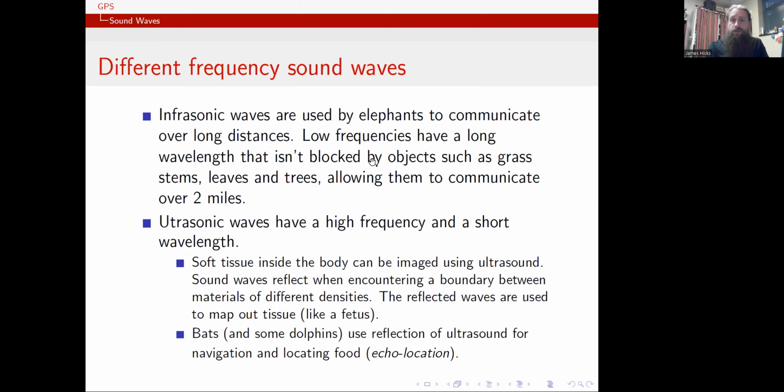Infrasonic frequencies, really low waves, have a real long wavelength, and elephants can actually send those sound waves into the ground and use that to communicate with other elephants up to like 2 miles away. So they're not making that sound in the air, they're making the ground vibrate, and the ground can transfer those low frequencies way farther than the air can.